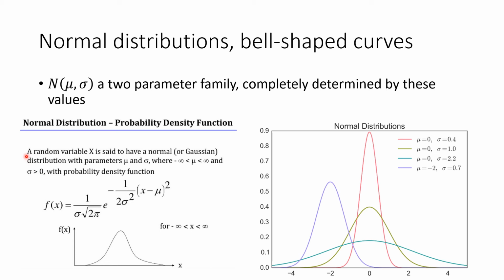A random variable x is said to have a normal distribution with mean mu and standard deviation sigma whenever this is the density function. Now this is quite complicated, but you see this is actually a constant here that makes the area under the curve from minus infinity to infinity 1. So the constant in this case is going to be 1 over sigma times the square root of 2 pi.